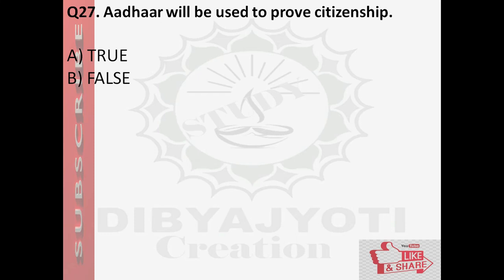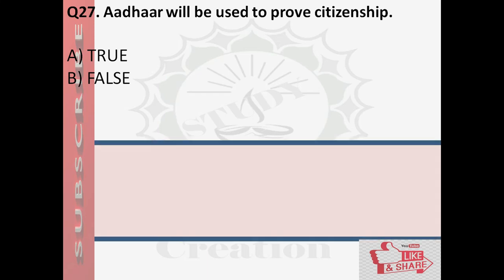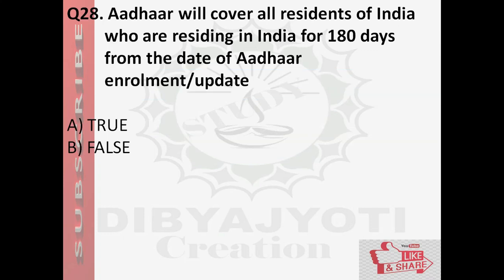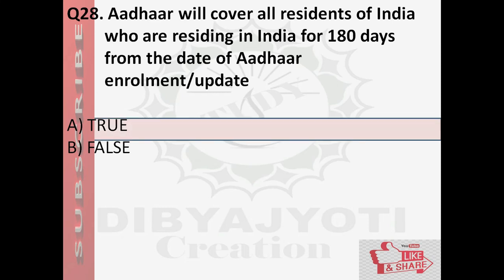Next, Aadhaar will be used to prove citizenship, true or false. And the answer is false. Next, Aadhaar will cover all residents of India who are residing in India for 180 days from the date of Aadhaar enrollment or update, true or false. And the answer is true.